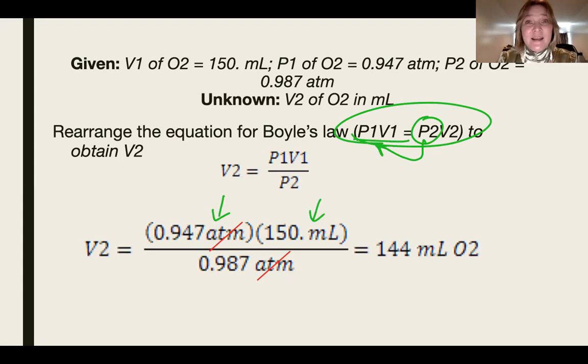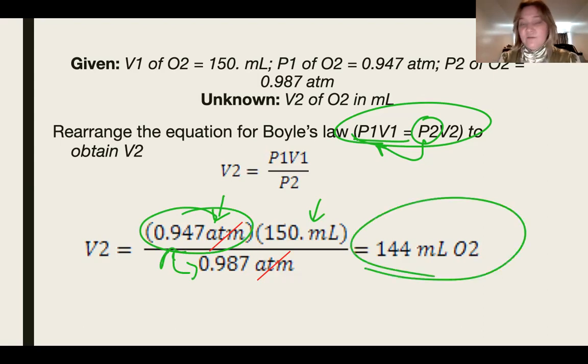The biggest problem that I see in students doing these types of questions is not that they don't understand how to do it, because it should be really straightforward, but it's in making a mistake and accidentally swapping out P1 for P2, something like that. So just make sure that you do everything very, very carefully. Okay, so then you get a volume of 144 milliliters. And remember, we have to cut our units.